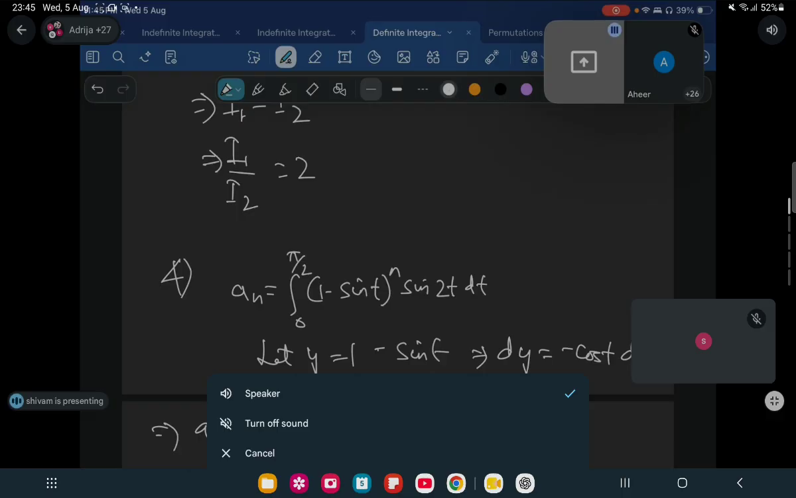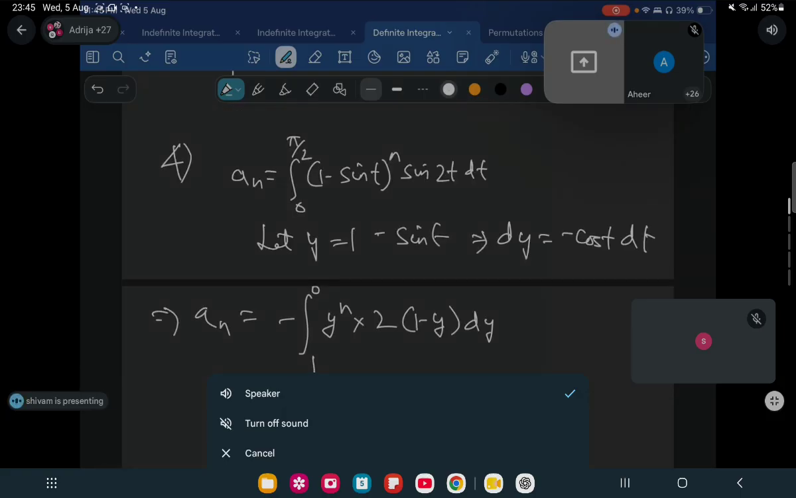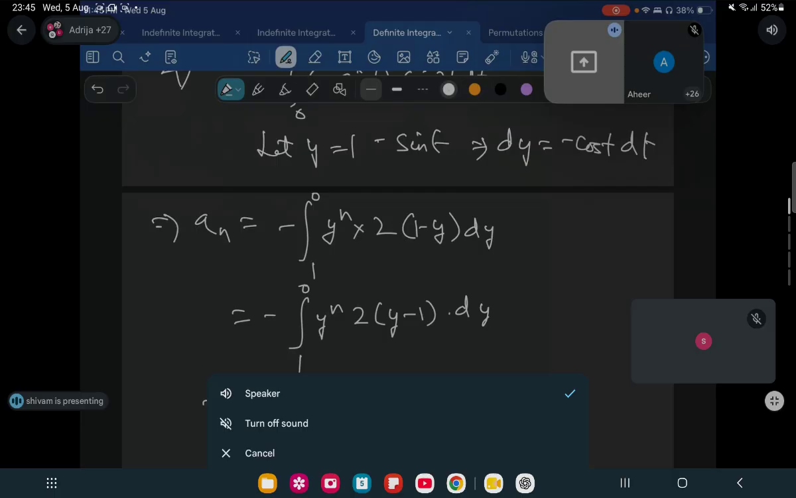So it becomes 2 sin t, and cos t dt is minus dy, so the minus will be outside. So 2 into 1 minus y dy. Tell me, are you people getting? Next, this will become minus integral from 1 to 0 of y to the power n into 2 into y minus 1 dy. Let us break it. This will become minus integral from 0 to 1 of 2y to the power n plus 1 minus 2y to the power n dy.